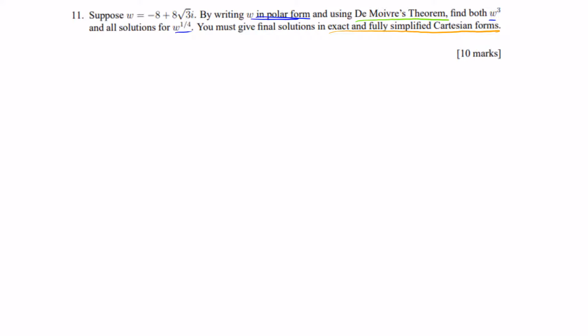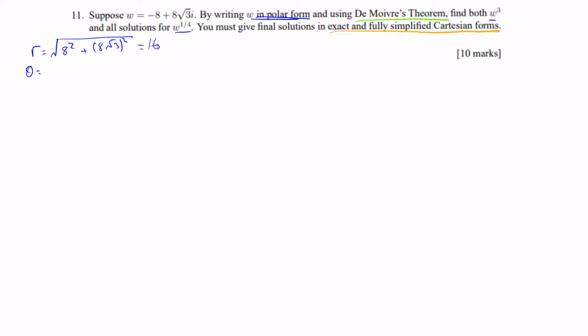To do this, we want to find what r is and what theta is. Now r is the square root of 8 squared plus 8 root 3 squared, which is 16.